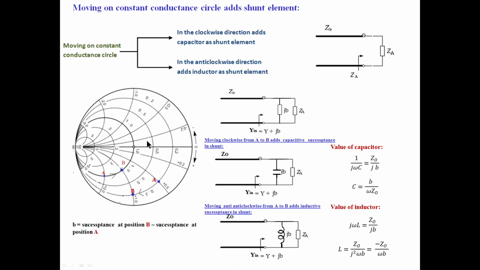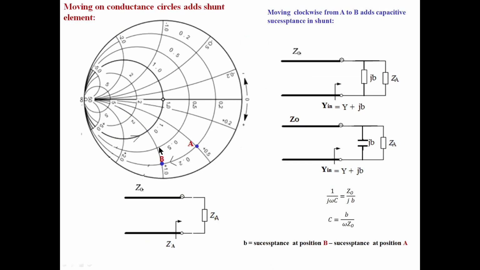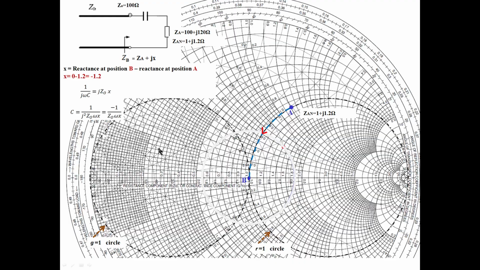See what we studied here. We are moving on a conductance circle. It may be clockwise or anti-clockwise. We studied it. Similarly, we studied moving on a resistance circle. But you should find out the resistance circle and conductance circle passing through our point. You see here, this is the point. For example, load A.